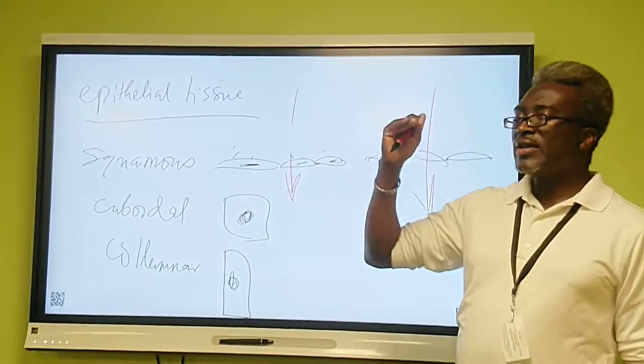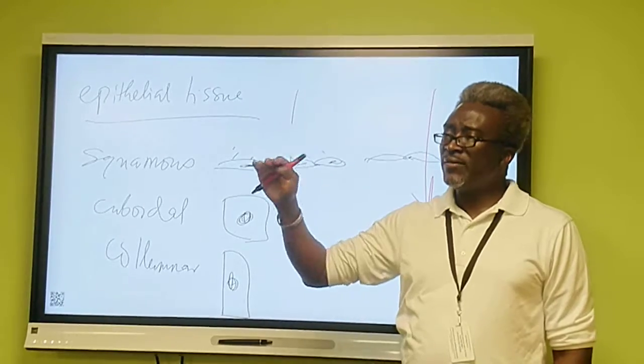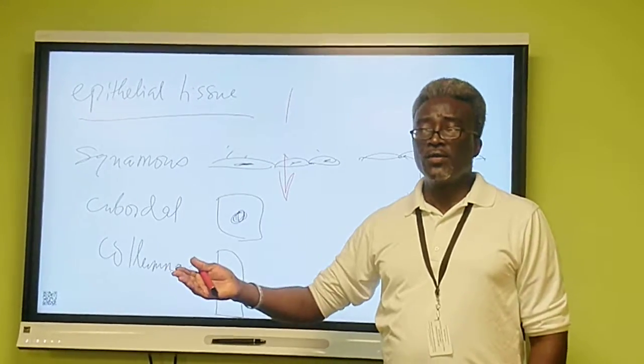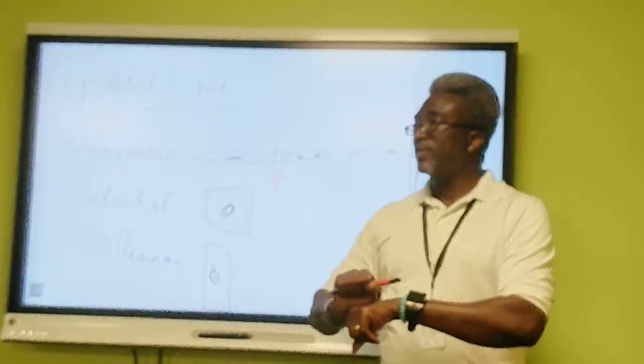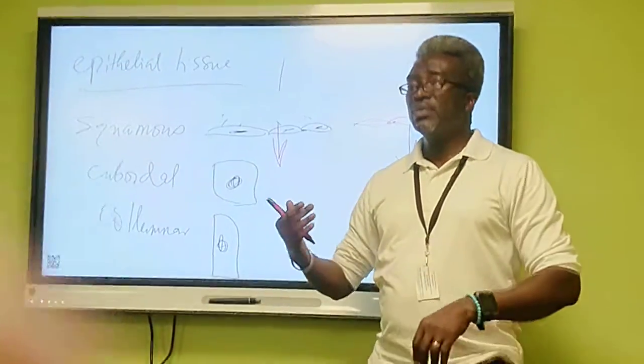So from that concept, you can picture, where am I going to find which set of cells? Stratified squamous, areas of high friction, outside of the body, the rectum, the cheeks.